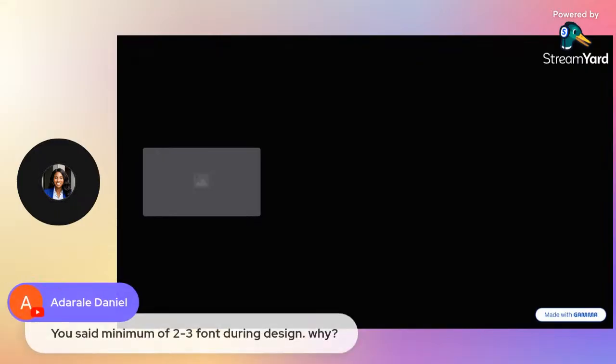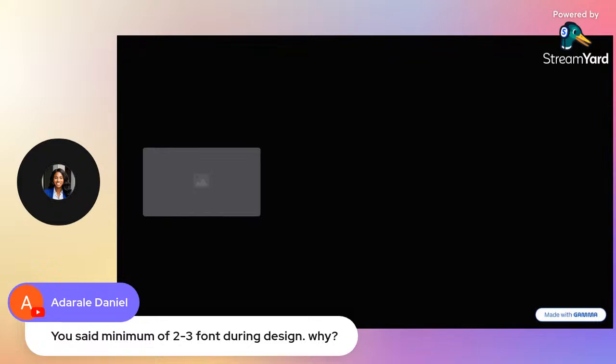So I'm saying you said a minimum of 2 to 3 fonts when doing design. Why? The reason I said that is that when you have to work on an app, website or mobile app, we use 2 to 3 fonts. The reason being that we're trying to establish hierarchy here, and then we have certain things that come into play. The minute you have more than 3 fonts, you throw the users off guard because it's easy for people to familiarize themselves with 2 fonts. It comes very easy for them.